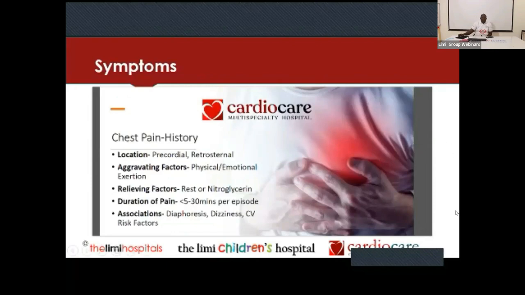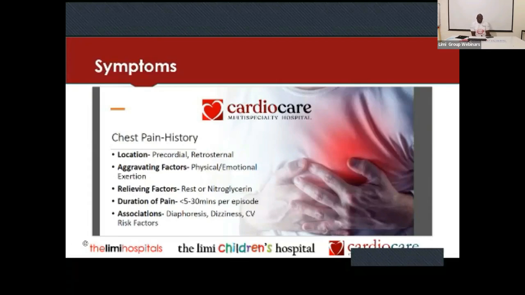So going over again, we talked about the location. It is retrosternal, behind the sternum. And that is why you see the patient doing what the Levine sign, like making a fist around the sternum. So retrosternal, aggravating factor, physical stress, emotional stress. Like I said, it could also occur at rest in some patients.